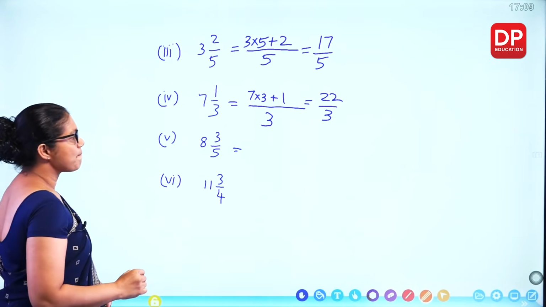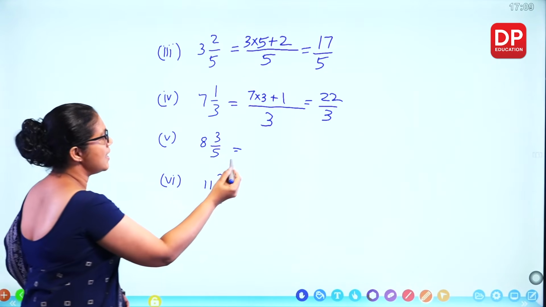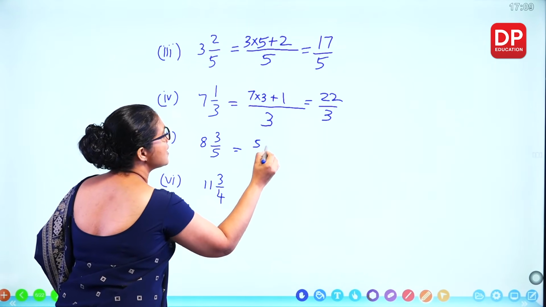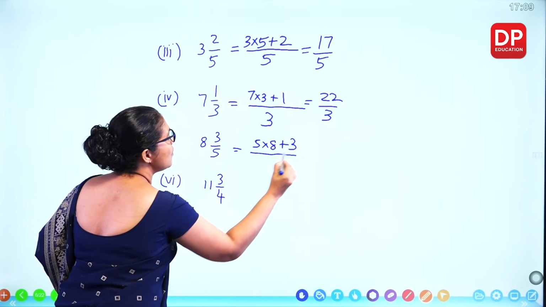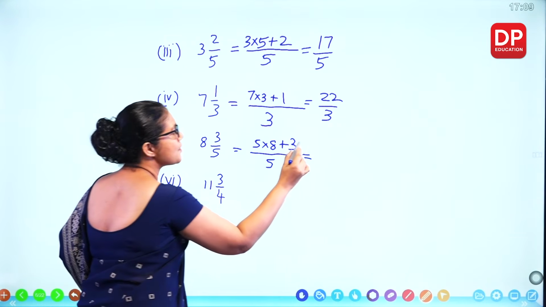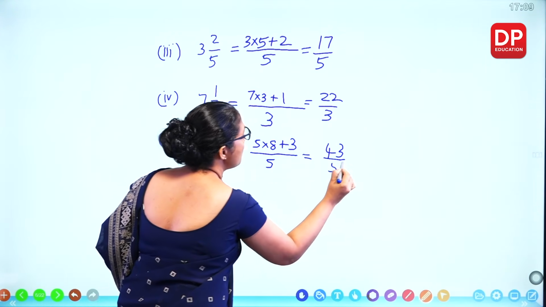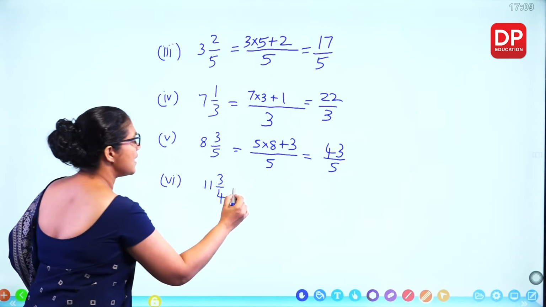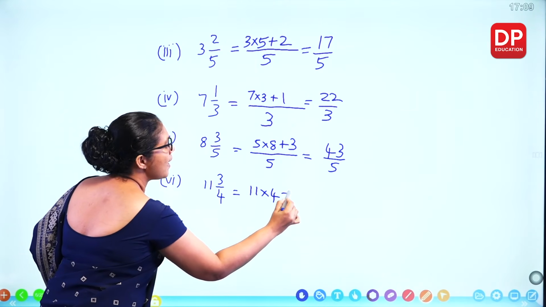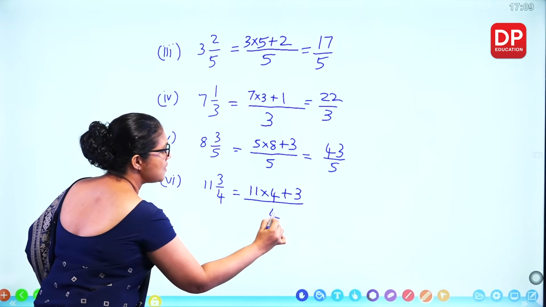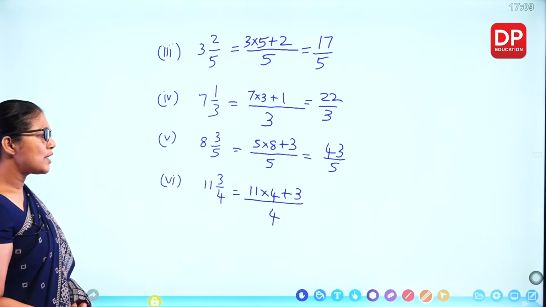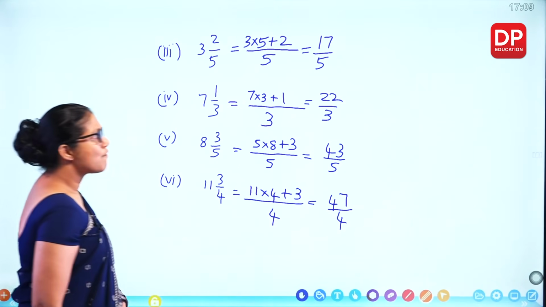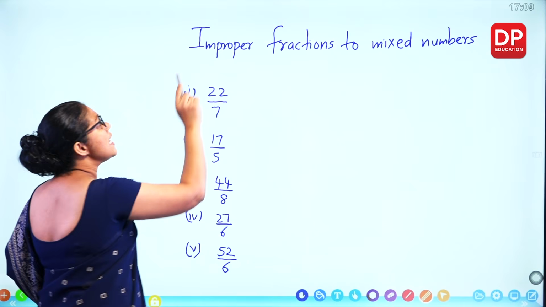What about this one? 5 times 8 plus 3. 5 times 8 is 40. 40 plus 3 is 43. So I'll write it here. 5 times 8 plus 3. You get the same denominator. 40 plus 3 is 43 over 5. What about this one? 11 times 4 plus 3. You get the same denominator. 11 times 4 is 44 plus 3, 47 over 4.